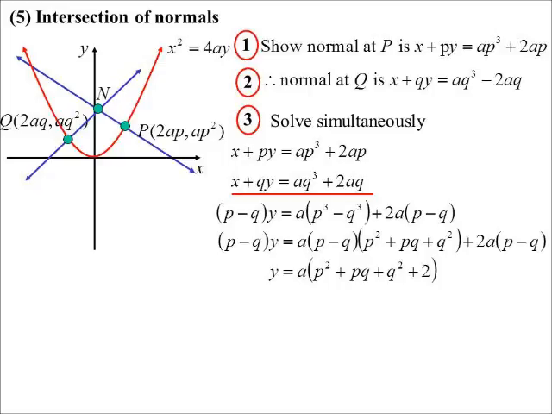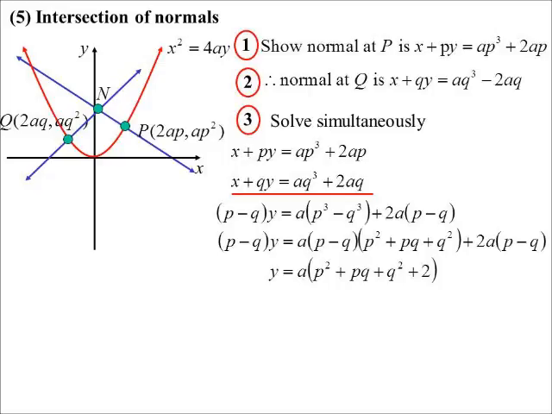So let's expand that. Oh, sorry, factorise that, I should say. (p minus q)(p squared plus pq plus q squared). Divide everything by p minus q. I end up with y equals, well, there's a common factor of a, (p squared plus pq plus q squared) for the first term there. The second term, we've cancelled the p minus q. We've factorised the a. So all I'm left with there is plus 2. So there's our lovely y coordinate.